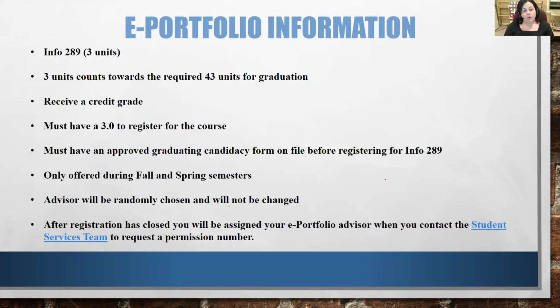And many of you already might know that it's only offered during fall and spring semesters. You can take it with another class. Maybe our guests can, if they did that, share that experience with you of how that went. You will be assigned an advisor randomly, and you will not be able to change that advisor, so you will have to be able to work with them. And then once you are registered for the class, you will contact the student service team, and then they will provide you a permission number, and then they will assign you an advisor for this.